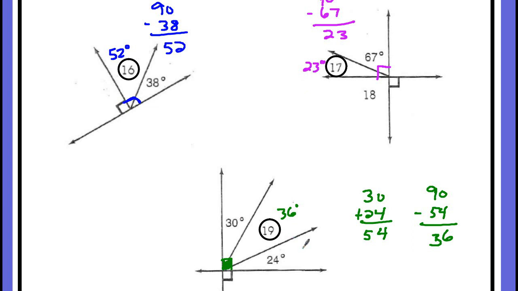And on the last one, you think it might be more than complementary because we've only had examples that showed 2 adjacent angles, but these 3 angles actually are all complementary. They make a 90 degree angle. We know that 2 of the angles are 24 degrees and 30 degrees, so we add them up and get 54. Subtract that from the 90, and that missing 19 angle is going to be 36 degrees. So how did you guys do?